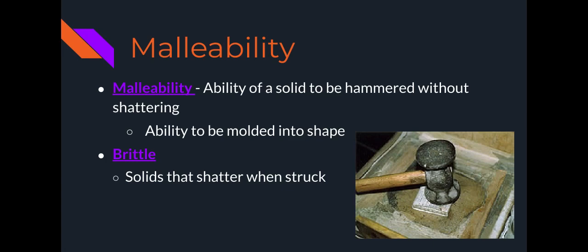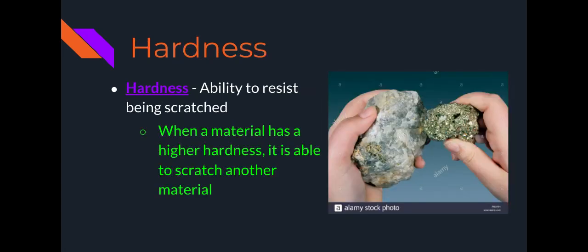Brittle is going to be the opposite of malleability. You use that word to describe materials that will shatter when struck. So if you have a piece of chalk and you take a hammer to this piece of chalk, you cannot make a thin sheet of chalk. You're actually going to end up with a bunch of crumbles.